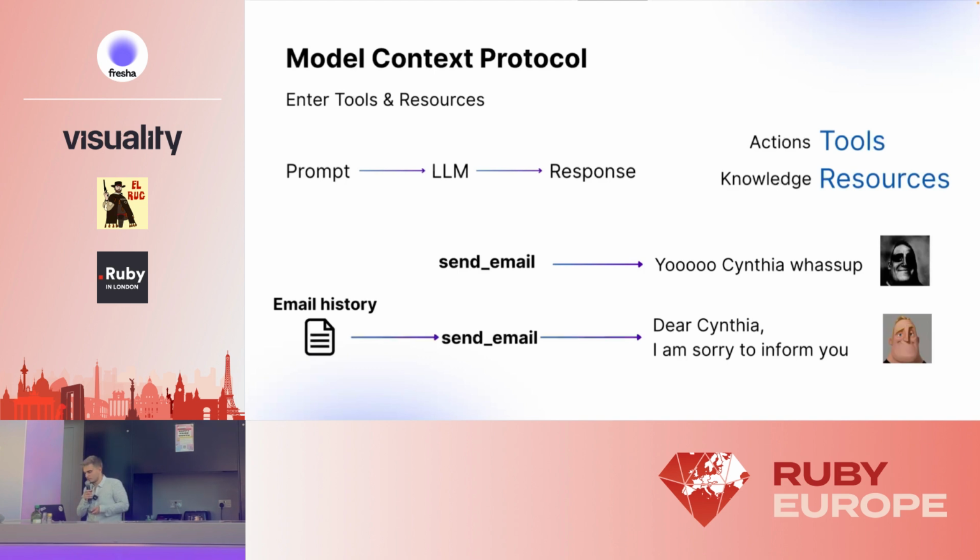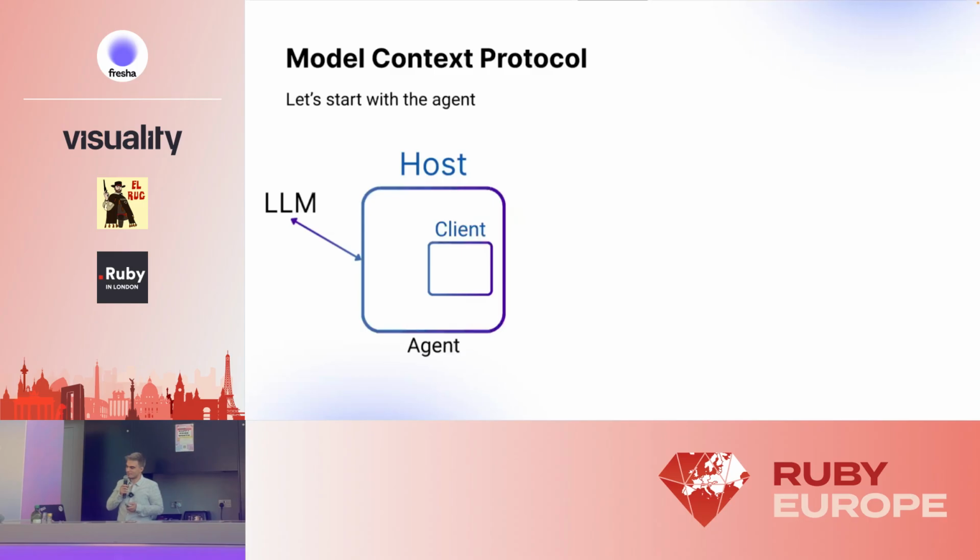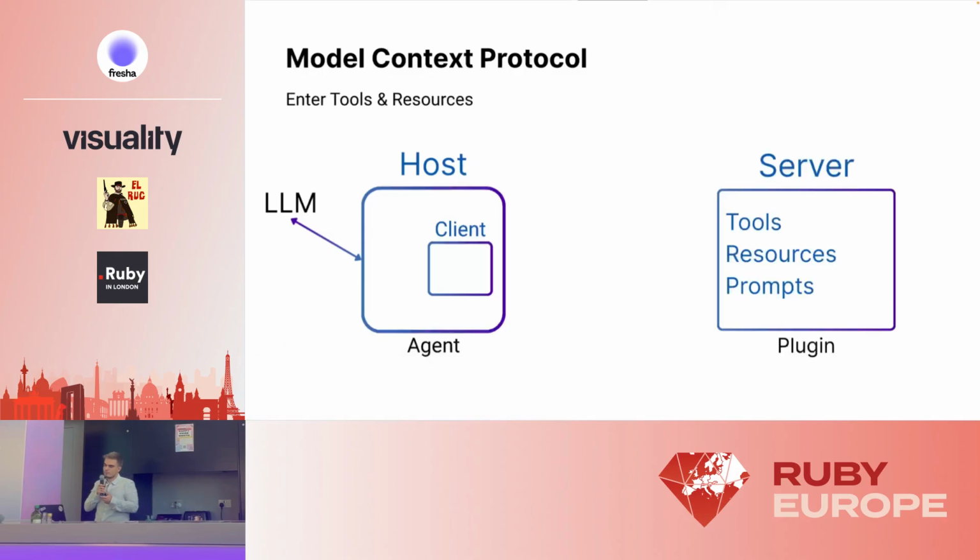So if you like keeping your job, let's dissect a bit the anatomy of the Model Context Protocol. It all starts with an agent that in MCP terms is called a host. That host will host one to many clients, and it will discuss with an LLM over the API. But right now, you didn't have any tools or resources. That comes from servers. Servers are a way of plugging in some tools and resources and prompts together. So think of the host as an agent, and the servers as a plugin that you can plug into that agent through the client.